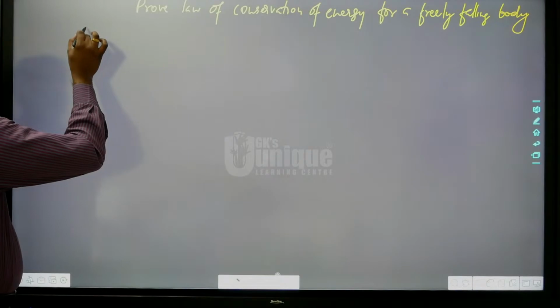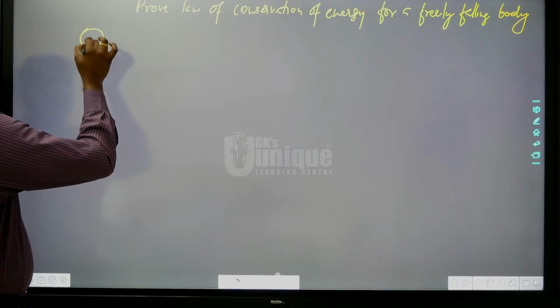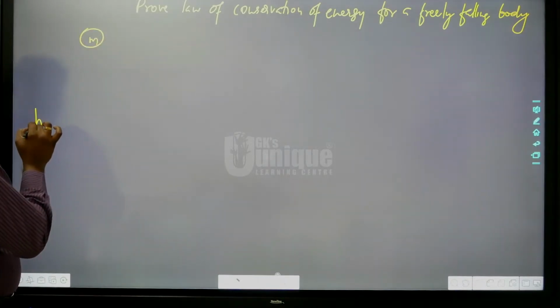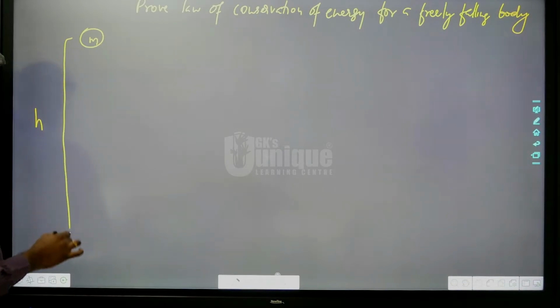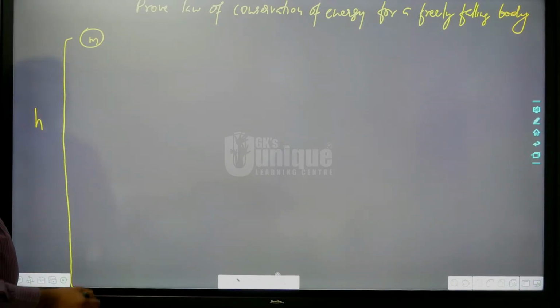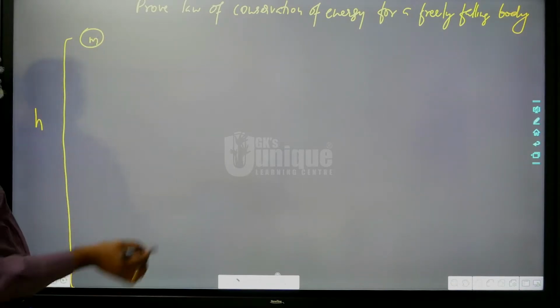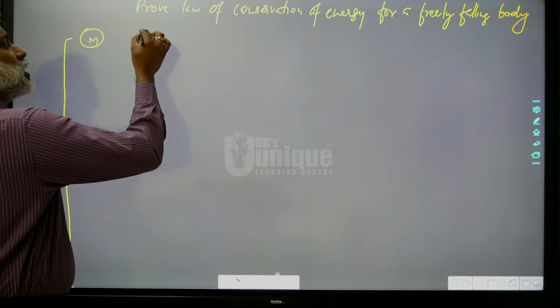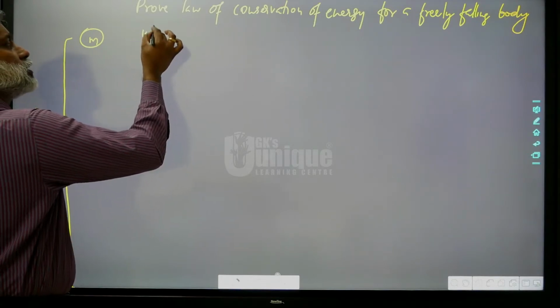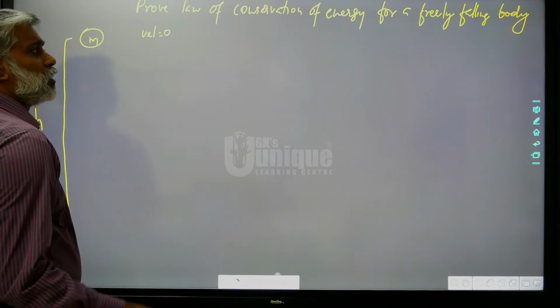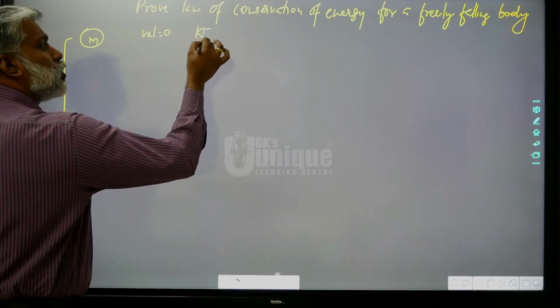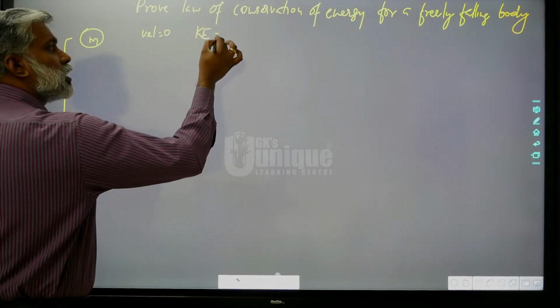So you consider a body of mass m at a height h. So what is its height? Height from ground is h. So at this position the body will have zero velocity. So velocity is zero, no problem. Okay, so what is the kinetic energy of your body? Velocity is zero, so kinetic energy is zero.